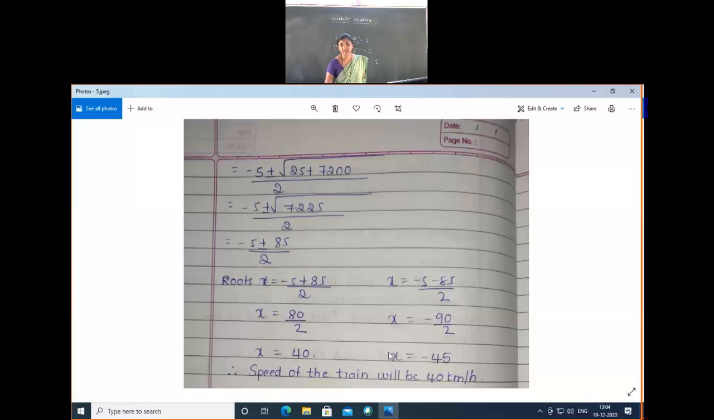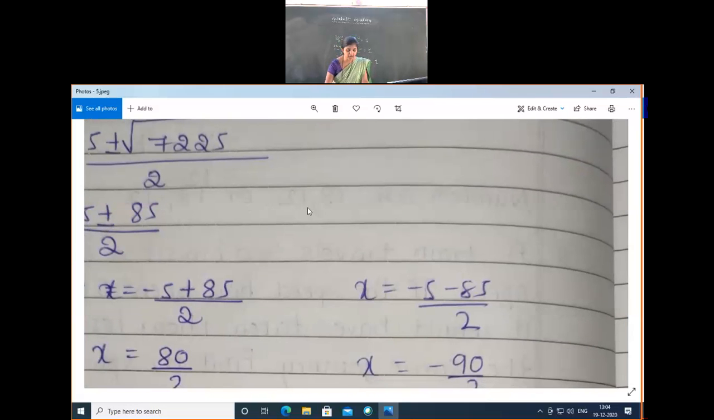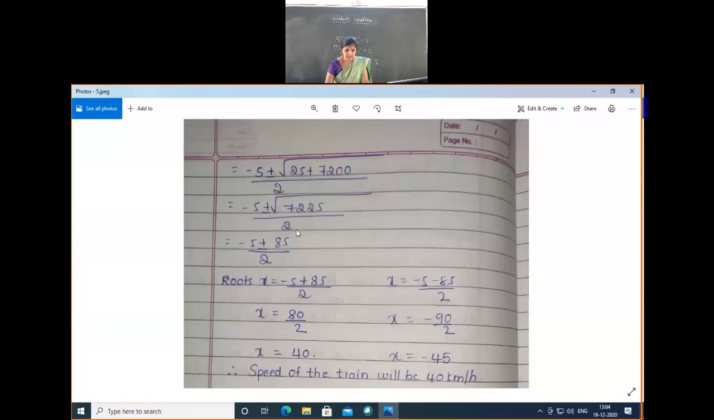The speed of the train will always be a positive value. So the speed of the train is positive, that is 40 kilometers per hour. Got the idea of this problem, students? Speed of the train will be 40 kilometers per hour. Got the idea of this concept? Do you have any confusion regarding this train problem? Time is equal to distance divided by speed, this concept we are using. Same to same, the example problem we worked out that day. Okay? Yes. So now we'll continue.